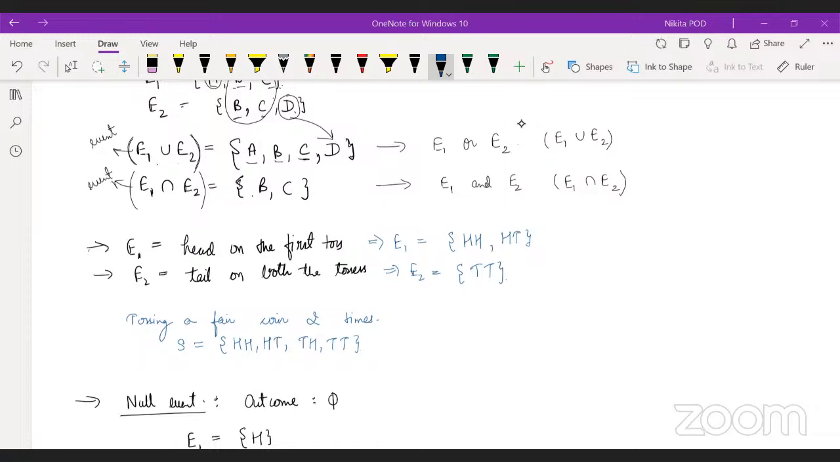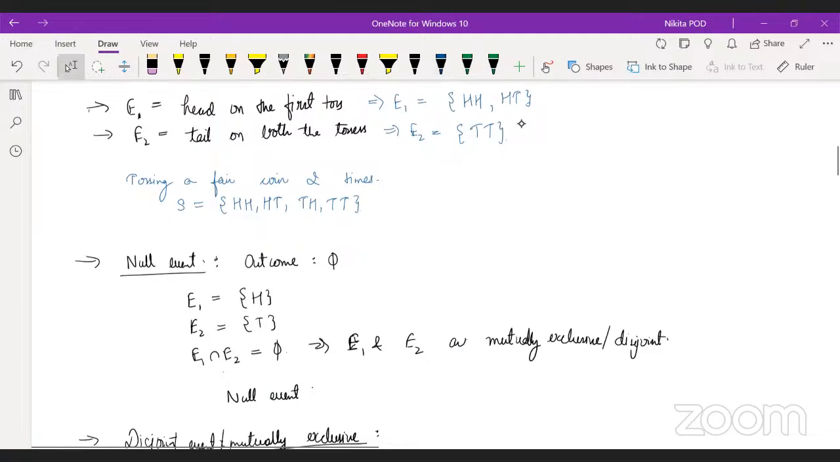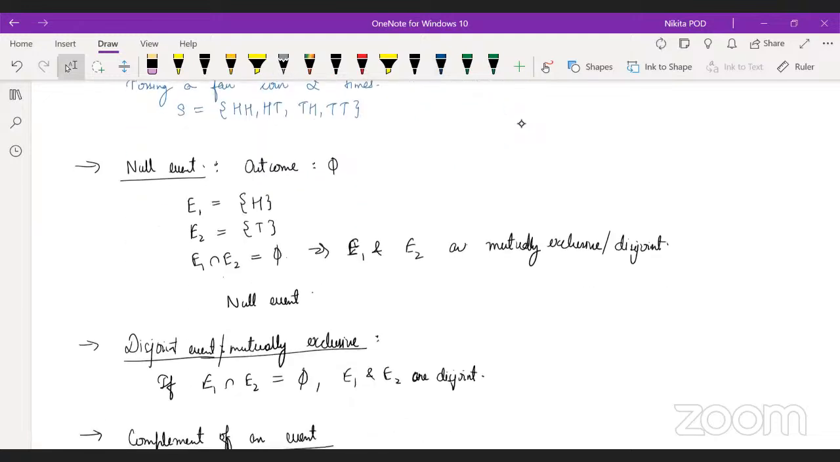Now, there is something called a null event, right? A null event is like when you have the number of outcomes to be 0.